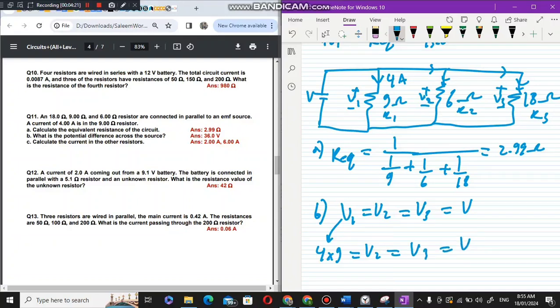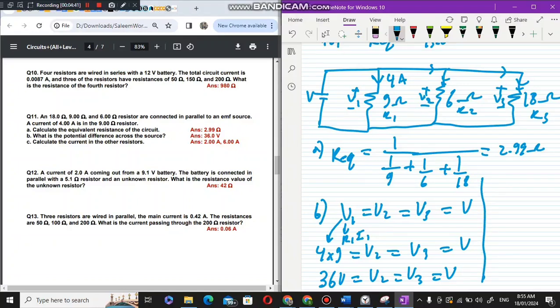Why did I use this? Because we know that V1 is equal to R1 times I1. We have R1 given, yes, we have I1 given. So 36 volts is equal to V2 and is equal to V3, which is equal to the voltage of the battery as well, since they are all in parallel.